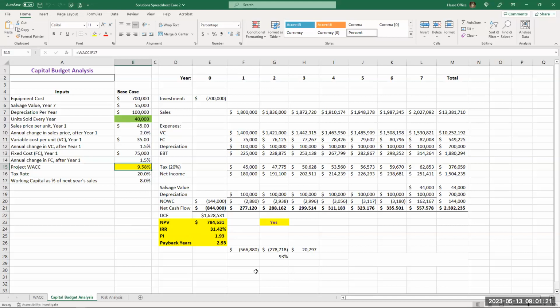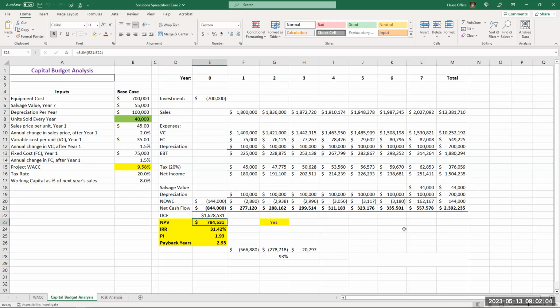Putting all that together, you determine a total discounted cash flow of $1,628,531. That's taking in net income, adding back in after-tax disposal value, depreciation, and the working capital rates, and you get the net cash flow. That net cash flow is discounted at 9.5%, giving us an NPV of approximately $784,531, with an internal rate of return of a little bit over 31%, a profitability index of 1.93 to 1, and a payback of a little bit under 3 years.